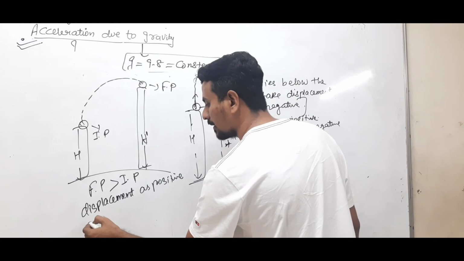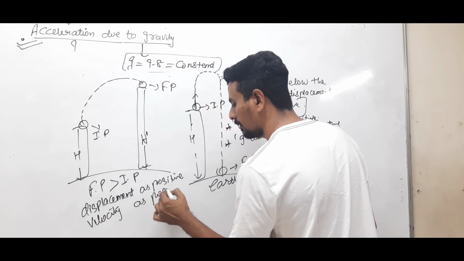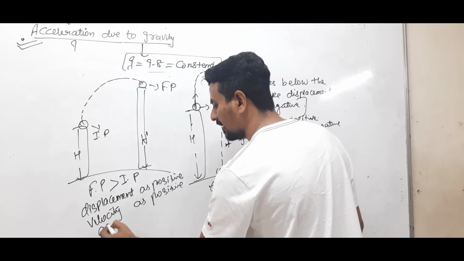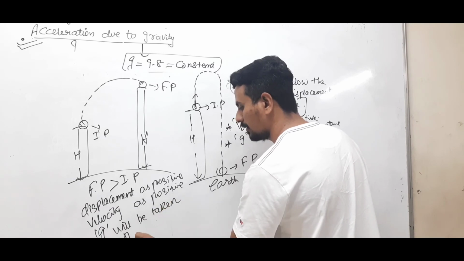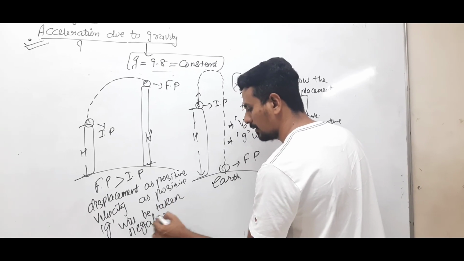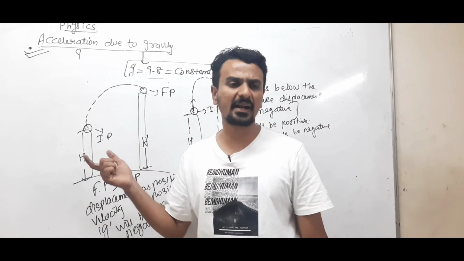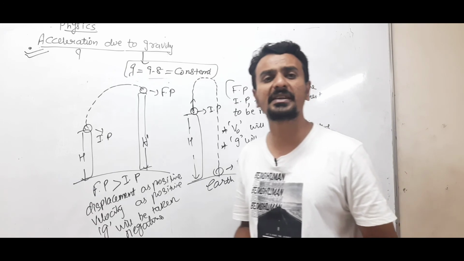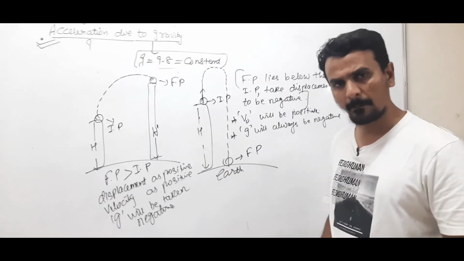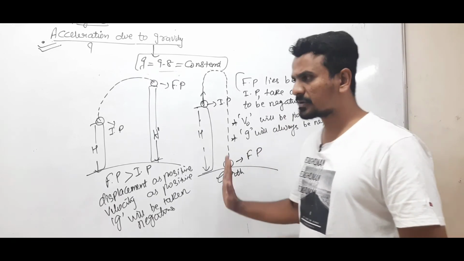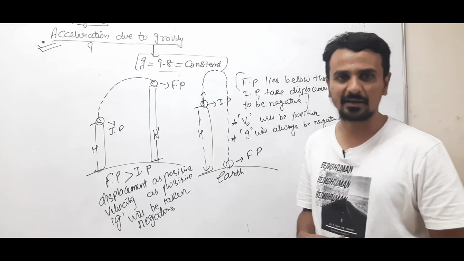Clear? Velocity as positive. g will be taken negative. Clear? g will always be taken negative, whether the object is moving in upward direction, downward direction, in whatever direction the object is performing the motion. Always take g as negative. Clear? These are all the rules which are to be followed to solve the questions based on gravity.